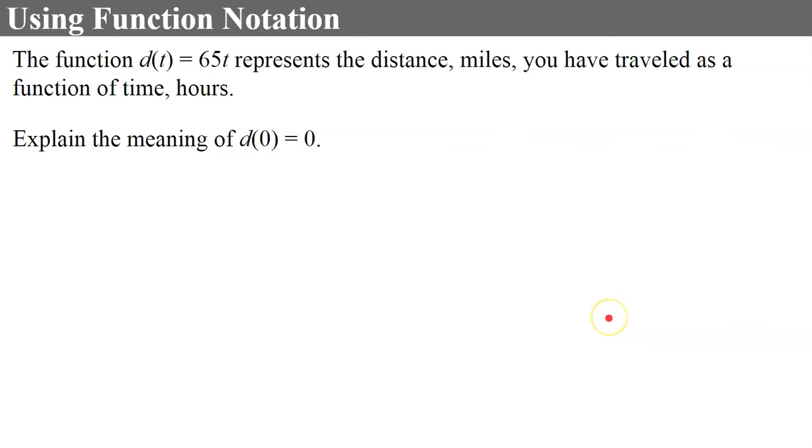Now let's talk about using function notation. The function d(t) is equal to 65t. This represents the distance in miles that you have traveled as a function of time in hours. So our function is named d because it represents distance. It doesn't have to be called d, but they're doing it to make a correlation for you. What we're being asked to do is explain the meaning of d(0) = 0 and interpret what this means.